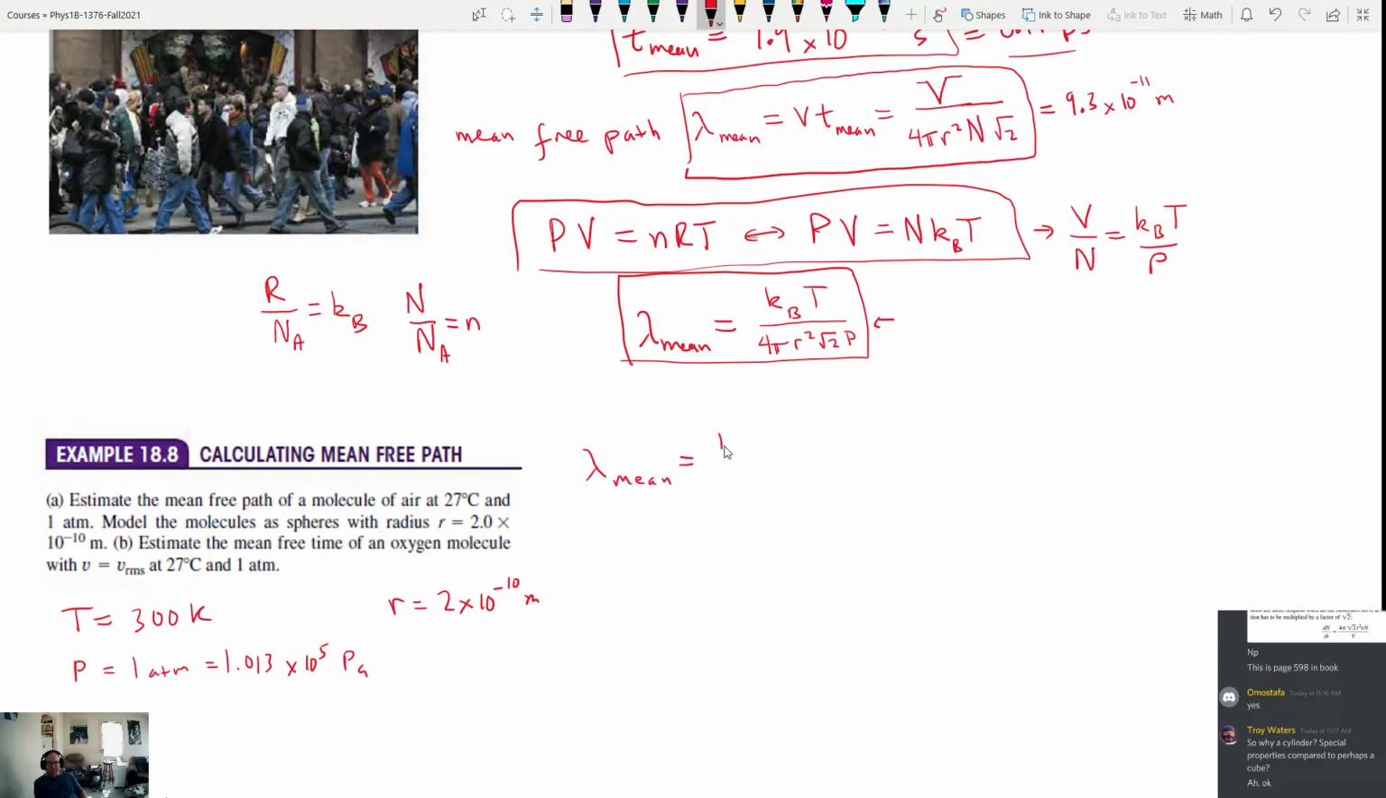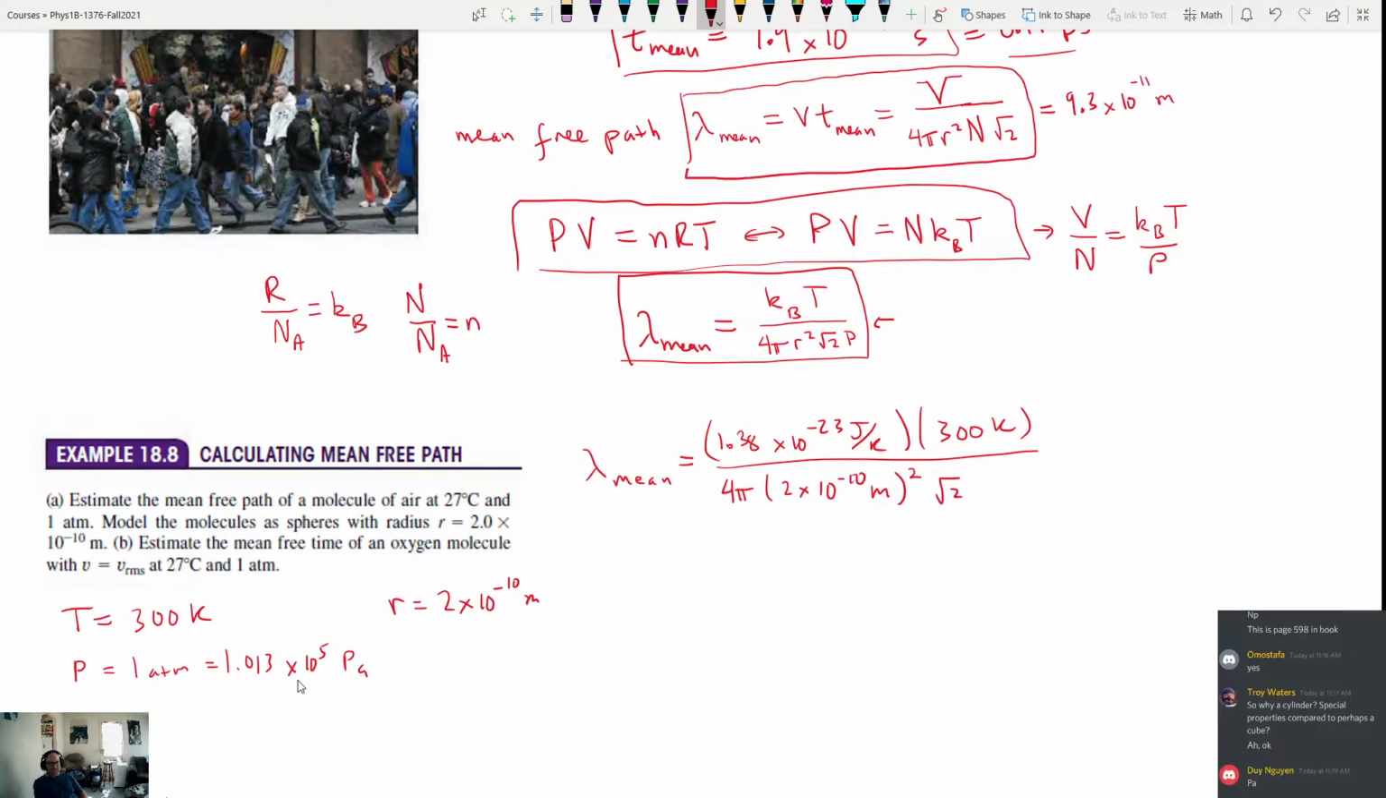It's equal to the Boltzmann constant, which is 1.38 times 10 to the minus 23, multiplied by the temperature, 300 Kelvin, divided by 4 pi, R is 2 times 10 to the negative 10 squared, root 2. And now you all tell me, which one of these should I use? Should I use atmospheres or pascals, based on the other things that are going on in this problem? Yeah, we have to use pascals, because of the joules right here.